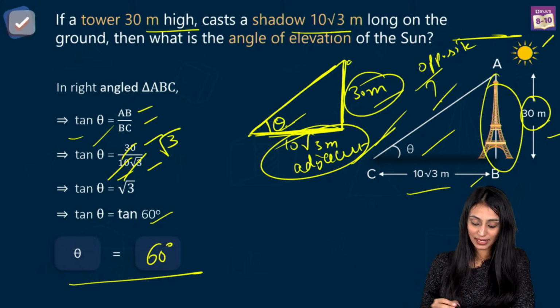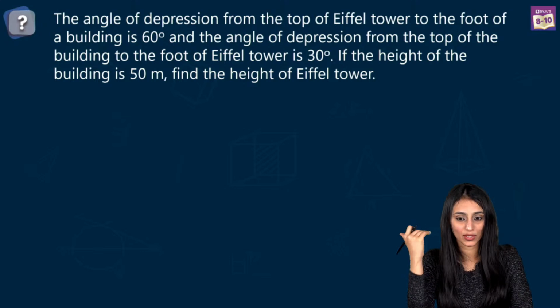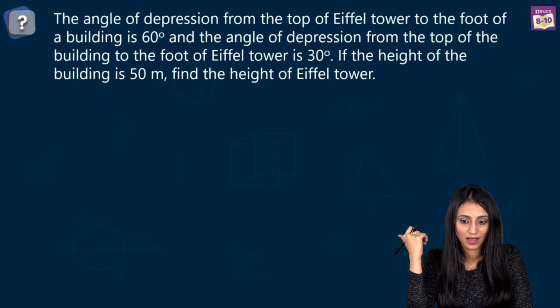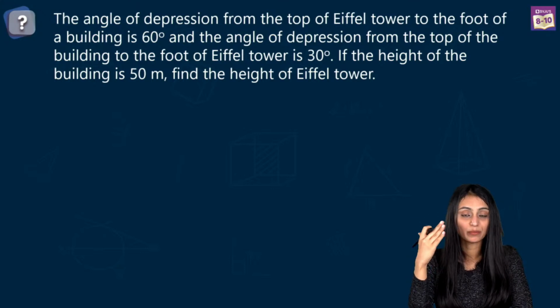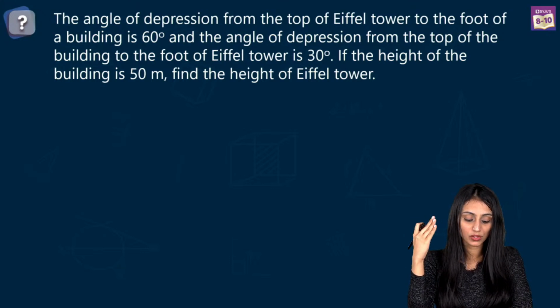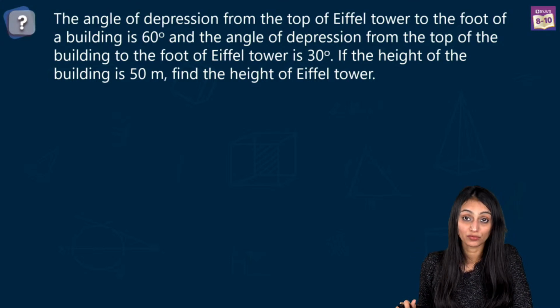Okay. All right. Let's try out one more question. Let's increase the level of the question a little bit. Angle of depression from the top of Eiffel Tower to the foot of a building is 60 degree, and angle of depression from the top of the building to the foot of the Eiffel Tower is 30 degree. If the height of the building is 50 meter, find the height of Eiffel Tower.